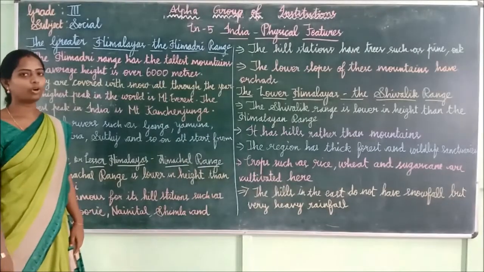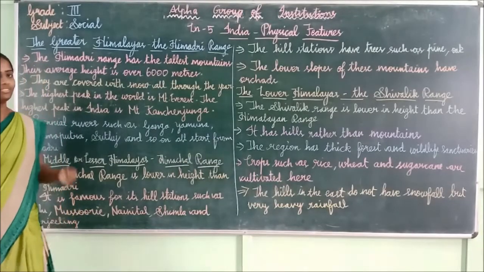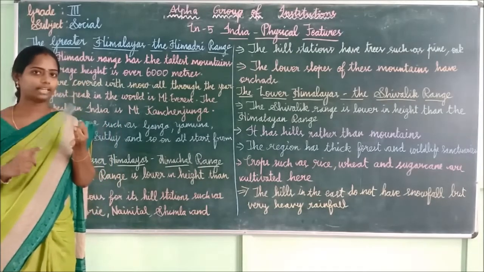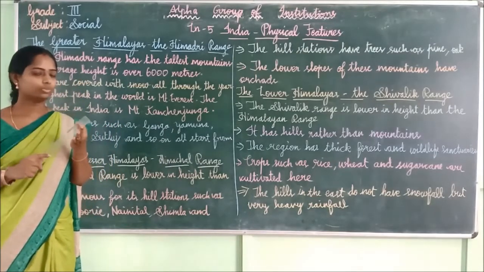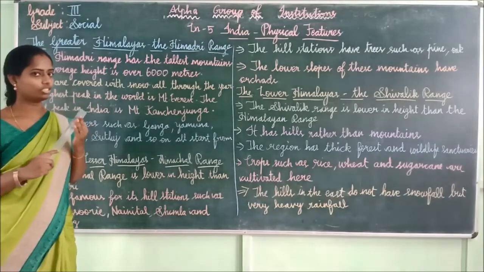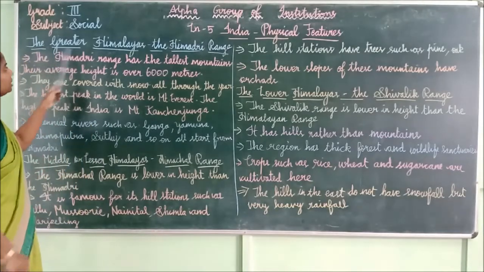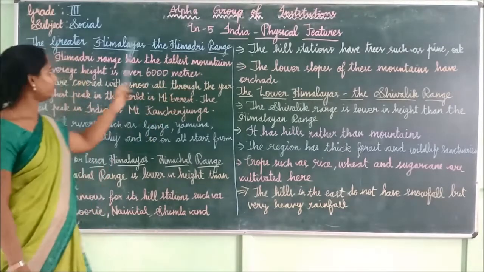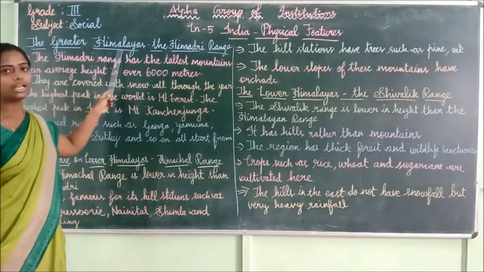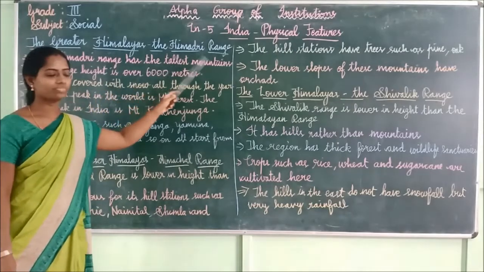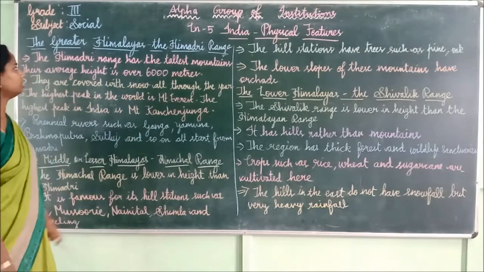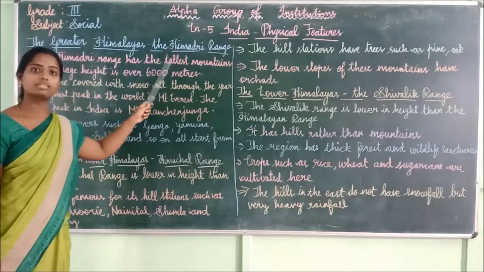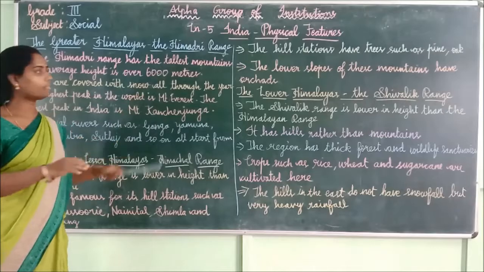Okay. What I told you about the northern mountain range, children, is that we have three parallel ranges, isn't it? The first is Himadri, the second is Himachal, the third is Shivalik. That is what we are going to discuss here. The Greater Himalayas, the Himadri range. Shall we start with this, children? See, the Himadri range has the tallest mountains. What is the Himalayan?